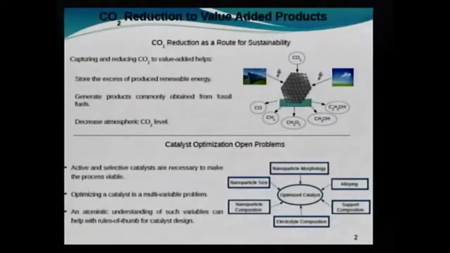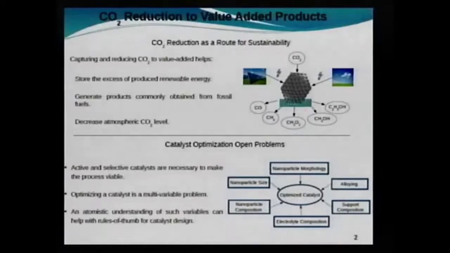So why are we studying CO2 reduction to value-added products? Basically, CO2 reduction can work as a route for sustainability in our transition to a sustainable society, in many ways. The first way, it helps to store the excess energy produced from renewable sources. Secondly, and I think this is quite interesting, it can generate products that are commonly obtained from fossil fuels. So it's not just a way of storing energy like a battery, but can also produce things that are usually obtained from these fossil sources. And thirdly, it can help with the recycling of CO2. So these are quite interesting things to happen for this sustainable change.